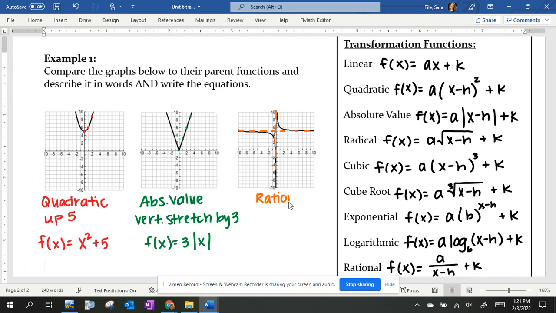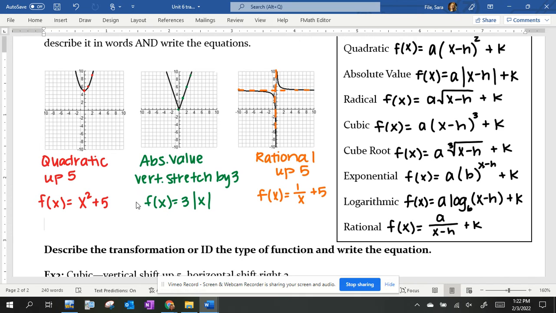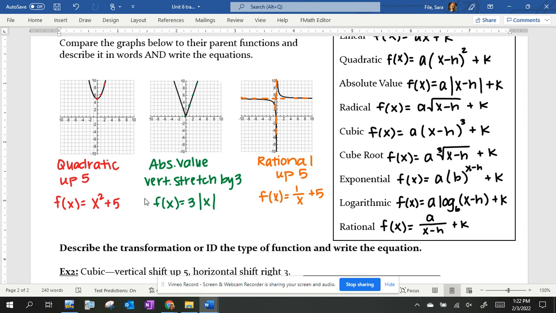So this is a rational that's moved up 5. There's been no stretch or horizontal movement. So when I write this equation, okay, A is the understood 1, no stretch. H is the horizontal shift. There was not one, so I don't have to put 0. And then the vertical shift was 5. K is 5. So it's just going to be 1 over x plus 5. So it's literally the parent function plus 5, just like this first quadratic one was. Are we good? All right, so that's working from a given graph.